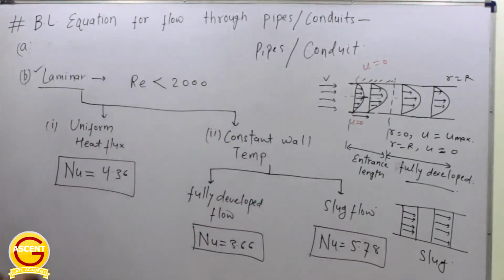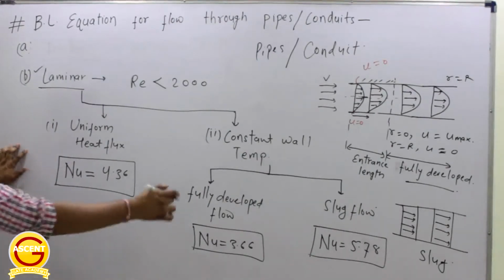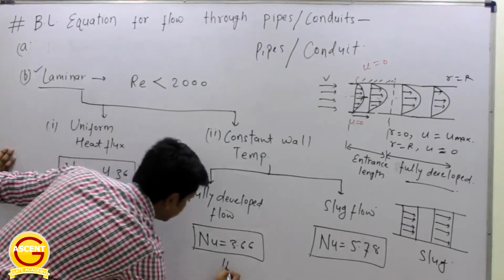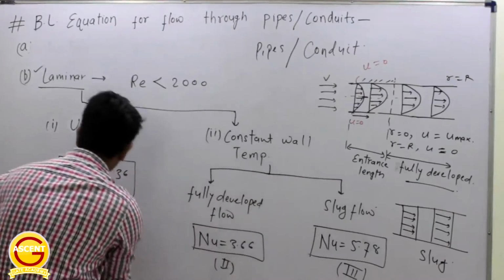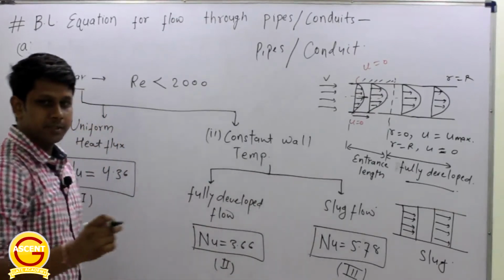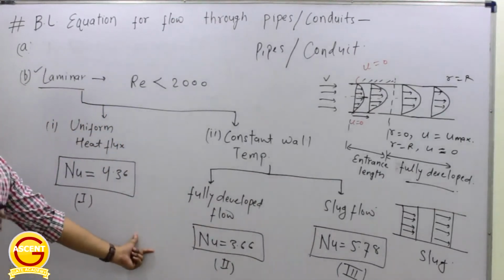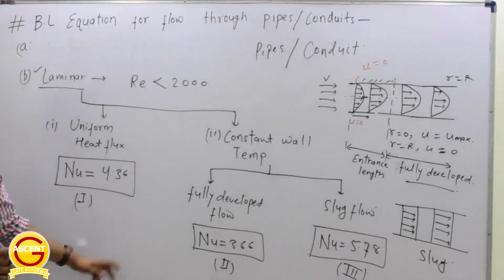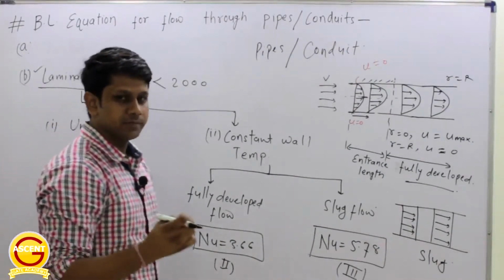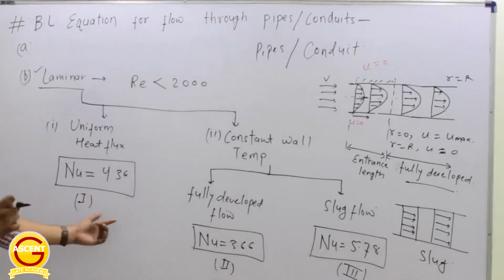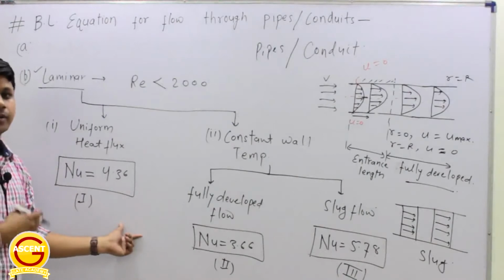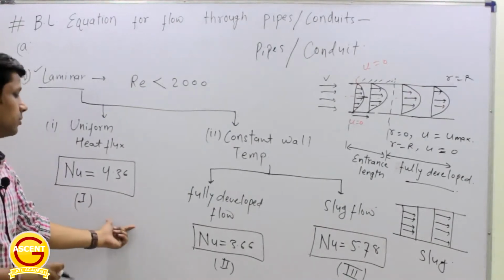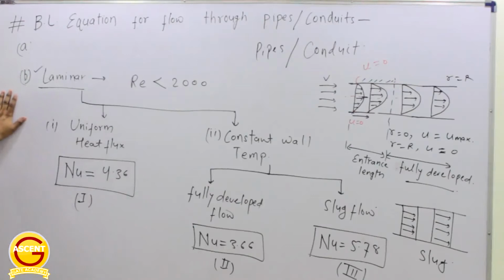Correct. So these are the Nusselt number values in case of laminar flow. There will be three cases: this is the first one, this is the second one, and this is the third one. These three values you have to remember. Sometimes in the GATE examination they will give you these values or the Nusselt number equations, but in case they are not given, you must remember these to be on the safer side. Then you can still solve the problems. So this is about laminar flow.